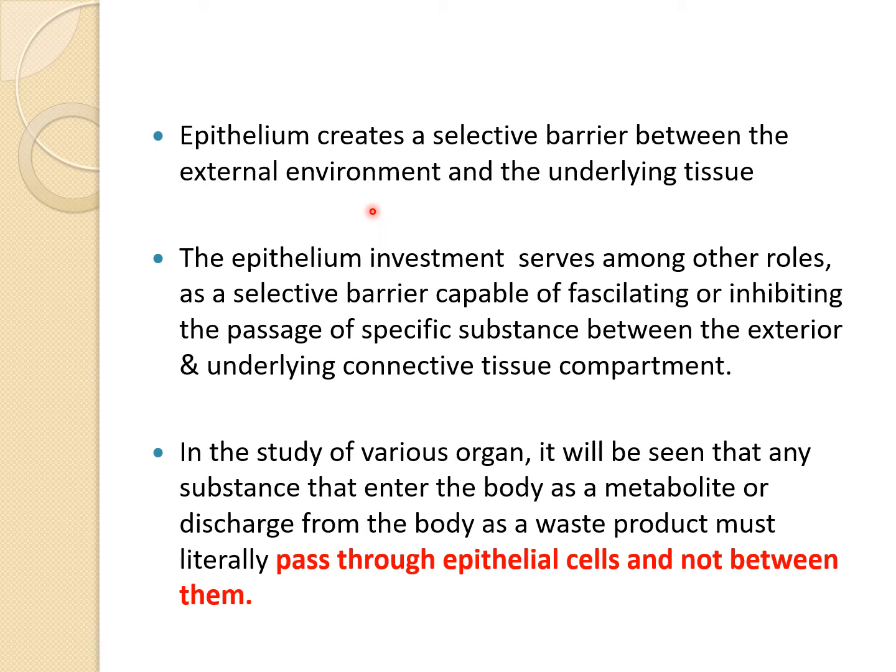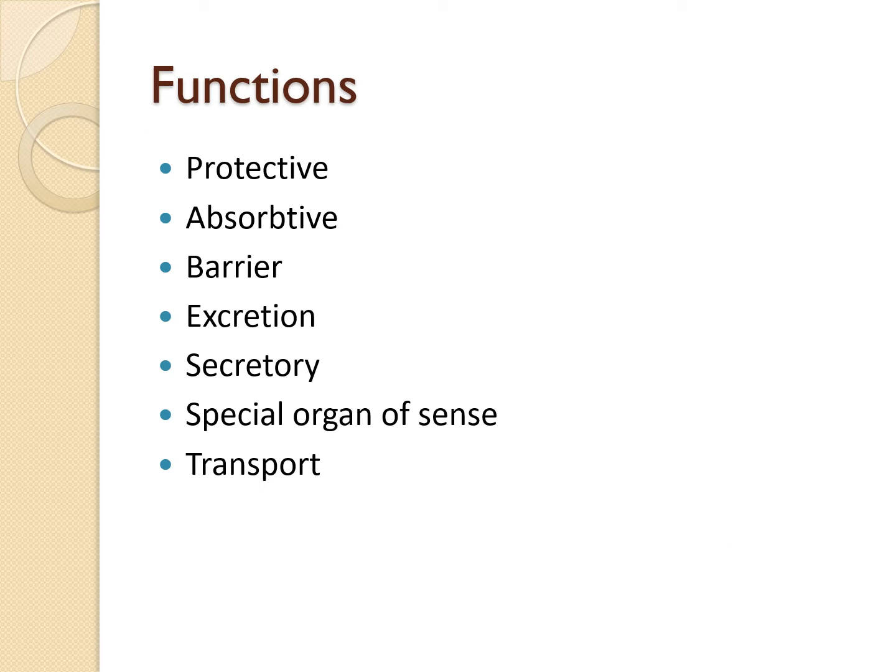Now, epithelium creates a selective barrier between the external environment and the underlying tissue. The epithelial investment serves, among other roles, as a selective barrier capable of facilitating or inhibiting the passage of specific substances between the exterior and the underlying connective tissue compartment. In the study of the various organs, it will be seen that any substance that enters the body as a metabolite, or is discharged from the body as a waste product, must literally pass through the epithelial cells and not between them.